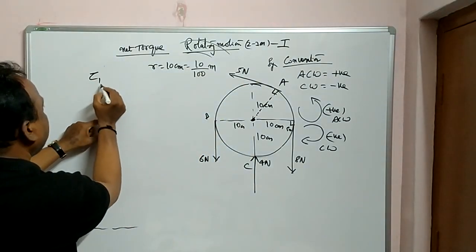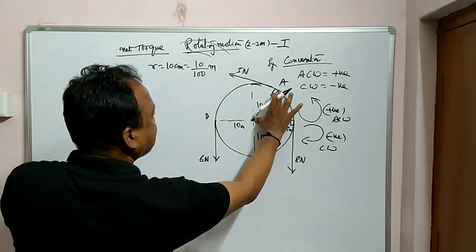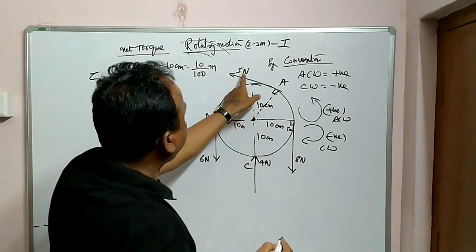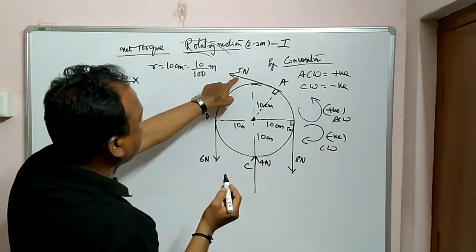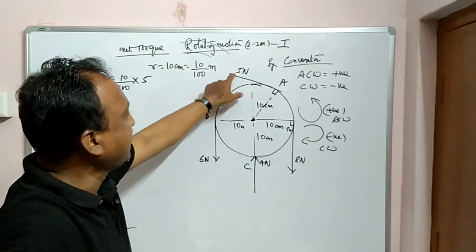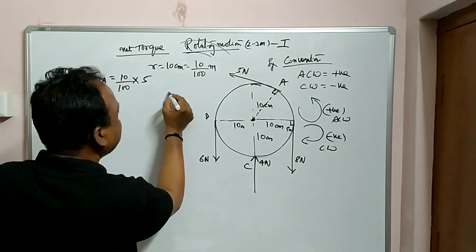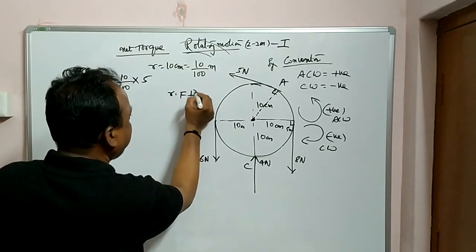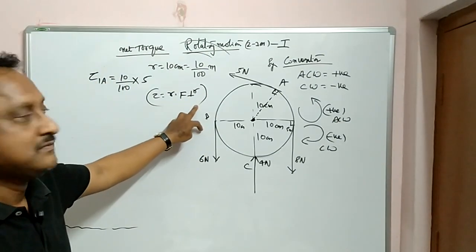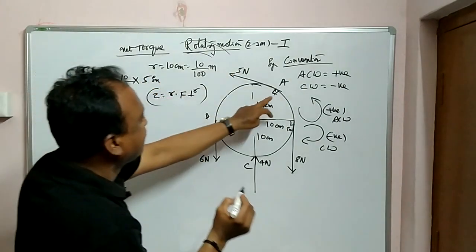Torque 1 at A is equal to what is the force acting? The force is perpendicular. The distance is constant. So 10 centimeter, that is 10/100, into r into F perpendicular. F perpendicular, that is 5 newtons, that is F sin theta, with sin 90. Look at the angle. What is the formula? See, I said torque is r into F perpendicular. So what is F perpendicular? F sin theta. So it is 5 sin theta, sin 90.